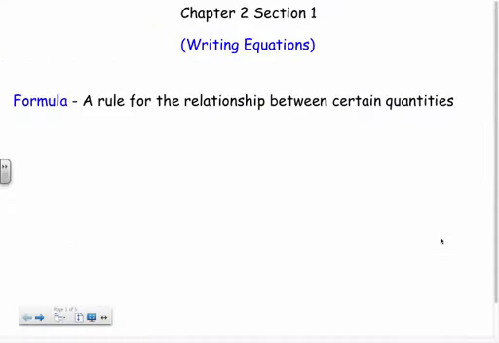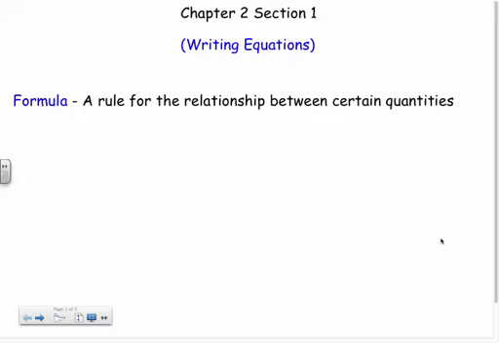Time to get into the core of algebra. All right, solving equations. Given a variable, being able to go through a lot of steps to solve for that variable. But before we can do that, we have to look at what our equations look like and what they're made up of. And also in math, we have something called a formula. It's a rule for the relationship between certain quantities. Well, equations can be used as formulas for certain things.